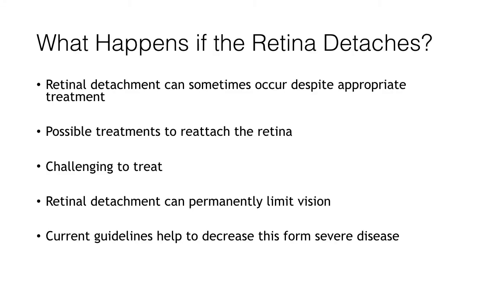As mentioned previously, despite accurate diagnosis and timely treatment, ROP sometimes continues to worsen and the retina can pull away from the back of the eye, known as a retinal detachment. If a retinal detachment does occur, there are possible surgical treatments. However, those treatments are challenging and vision may be permanently limited. The goal of regularly scheduled screening and treatment guidelines is to avoid retinal detachment and protect infants from permanent visual loss.